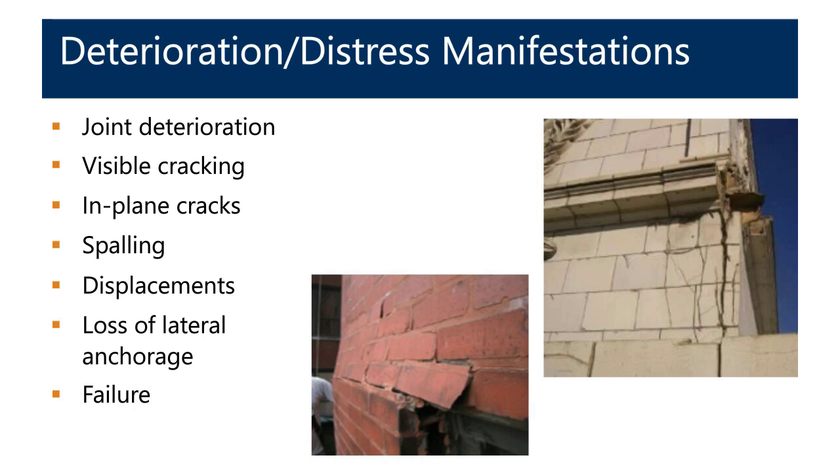So with that being said, joint deterioration, the joints between the masonry units, sometimes we have visible cracking, sometimes this is something you can see from grade, sometimes it's something you need to get up close to. Sometimes we have in-plane cracks, which is determined through that field testing, whether it's sounding or some of the other elements that Matt talked about. Sometimes there's spalling, oftentimes displacements, where these could have occurred over time or relative to original install, and often a loss of lateral anchorage.